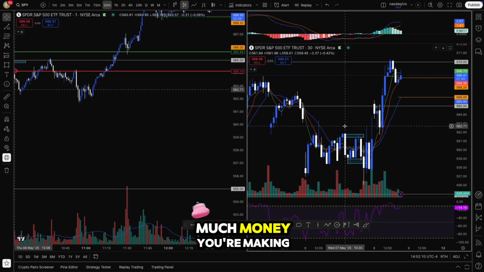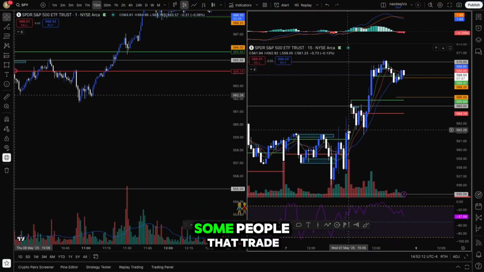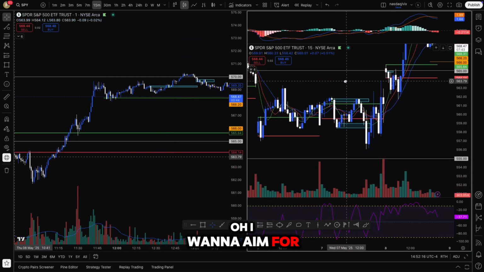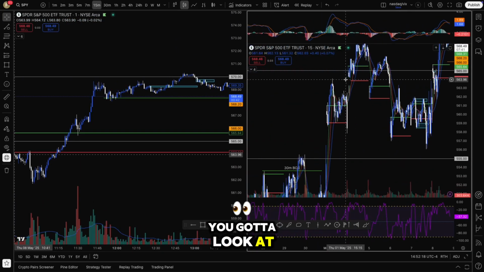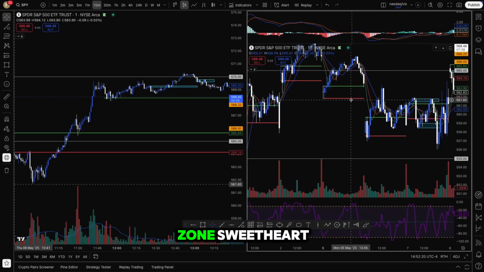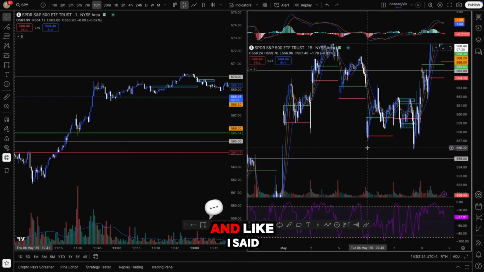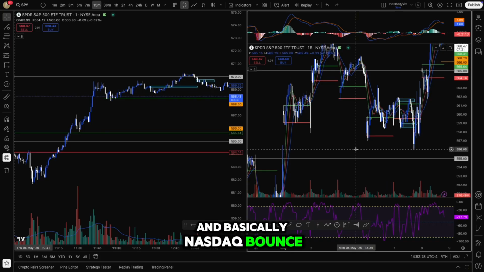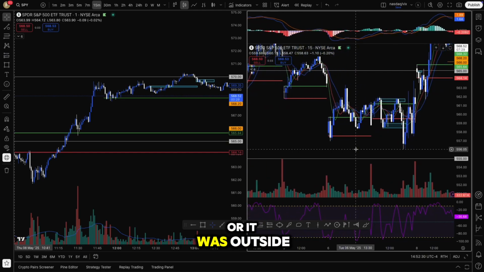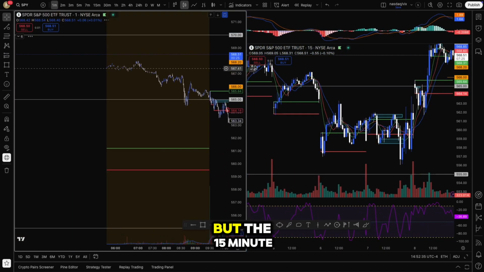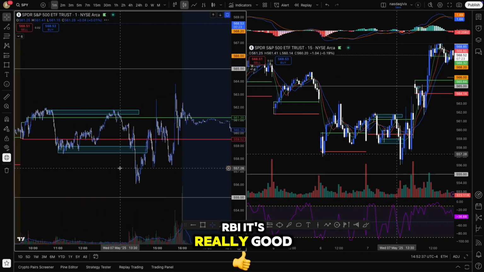It's not about how much money you're making. Some people that trade TopStep, like futures, are like, oh, I want to aim for $300. No, you gotta look at the zone, sweetheart. And then right here, as you can see, and like I said in the other video, you can use Nasdaq zones, and basically Nasdaq bounced from a zone right here, or it was outside of the Bollinger Bands or something like that, and then I took it. But the 15-minute ORB is really good.